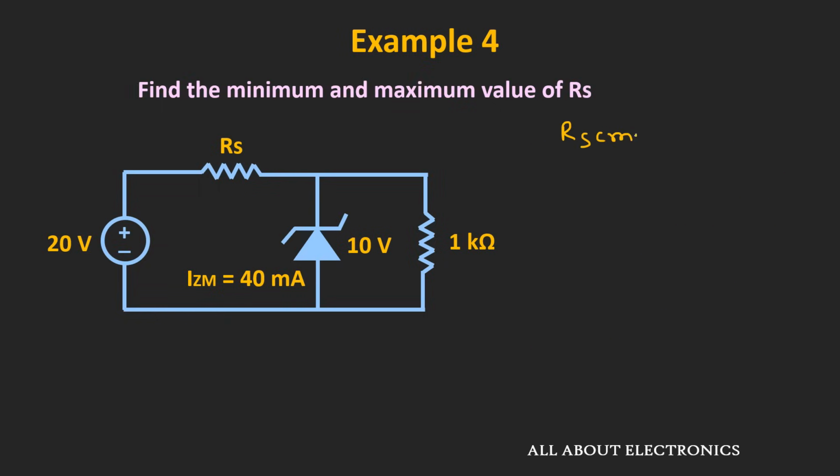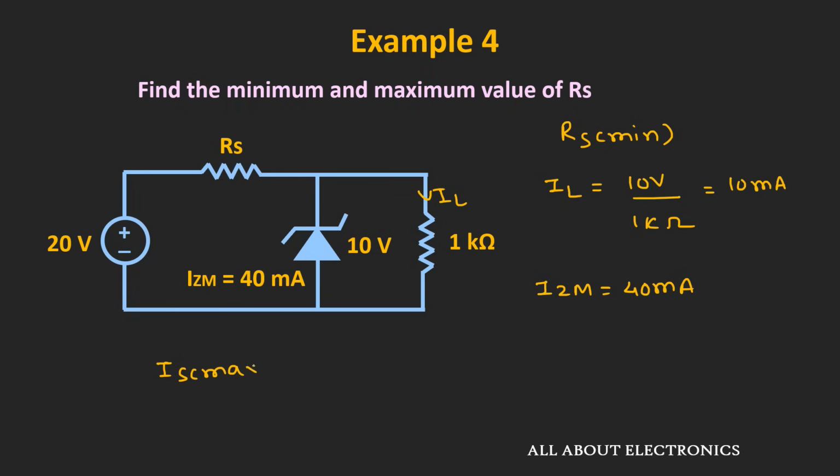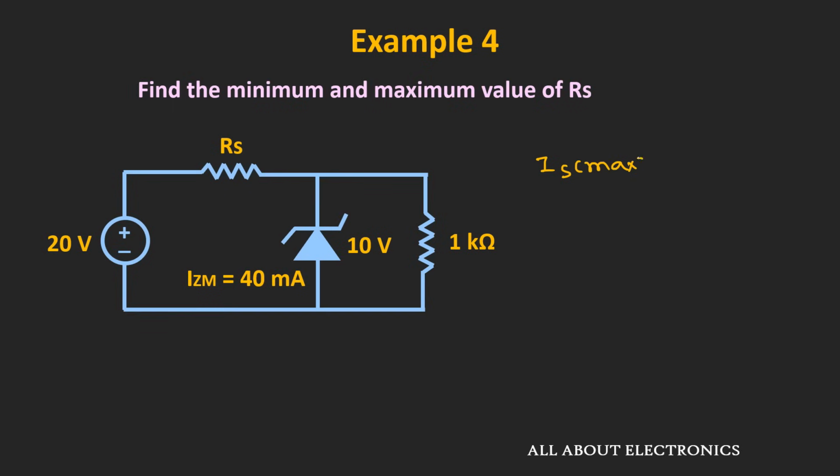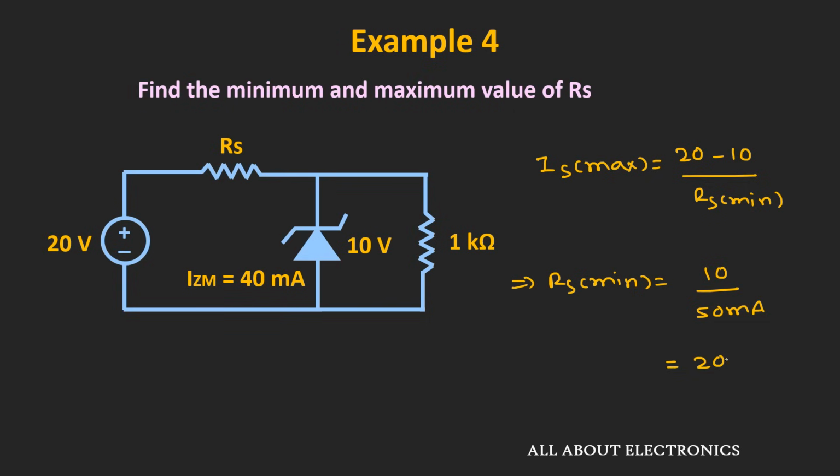Similarly, to find the minimum value, first of all let us find out the load current, which is equal to 10 volt divided by 1 kilo ohm, and that is equal to 10 milliampere. Now here we know that the maximum allowable Zener current is equal to 40 milliampere. So from this we can say that this Is max is equal to Izm plus IL, that is equal to 50 milliampere. And from this we can find the minimum value of this Rs. That means this Is max will be equal to 20 minus 10 divided by Rs minimum. That means Rs minimum will be equal to 10 divided by 50 milliampere, which is equal to 200 ohm.